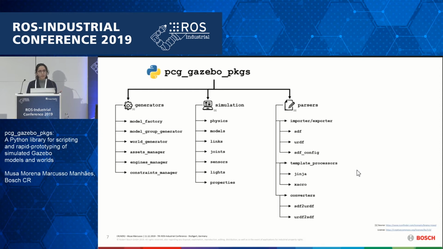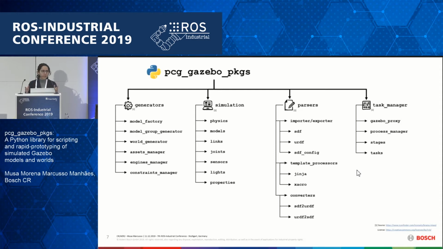The PCG package contains some of them to, for example, find your ROS package where your meshes are, because usually you don't have those paths. So it makes it a little easier. And the Task Manager, which basically allows your script to also start Gazebo, run some tasks, and set up communication with some topics, so you don't have to open it externally in a terminal.